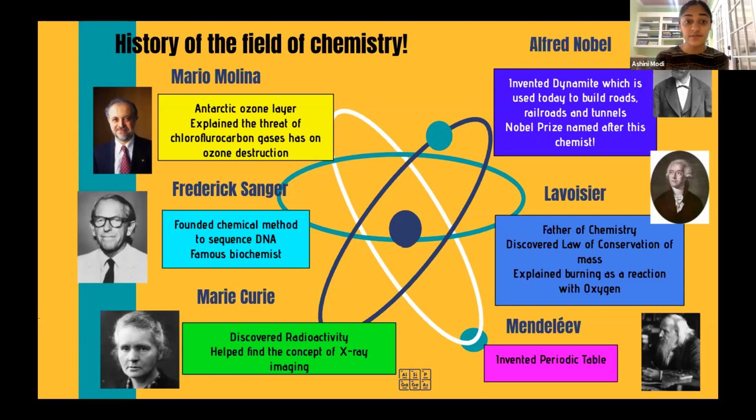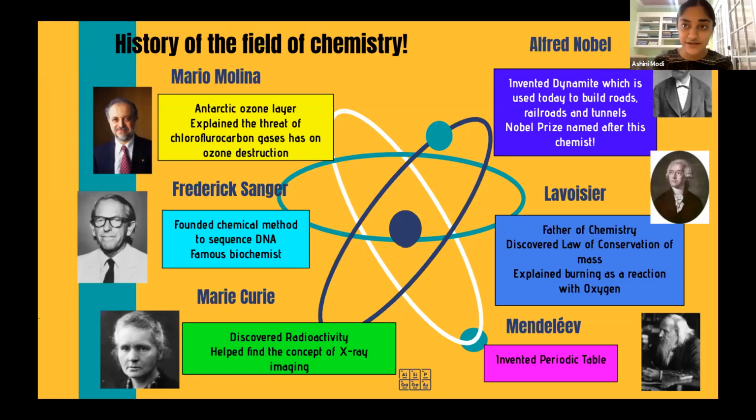You also have another really important chemist. His name was Mendeleev, and he invented the periodic table, which we will look at later. You have Marie Curie. She discovered radioactivity, and she helped find the concept of X-ray imaging. So whenever you go to the doctor with a broken bone, and you're able to see your bone, that's because of Marie Curie, who developed the concept of the X-ray.